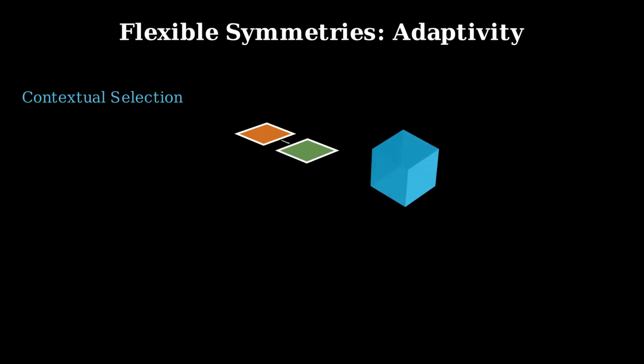Hard-coding symmetries beforehand can limit the power of foundation models. Instead, models should flexibly encode them and adapt based on the data context. For example, when encountering data type A, the model automatically selects horizontal flip and color change symmetries. But when encountering data type B, it activates 3D rotational symmetry.